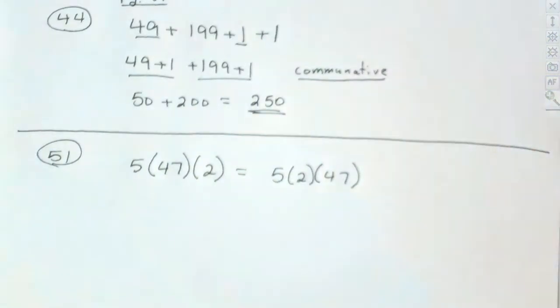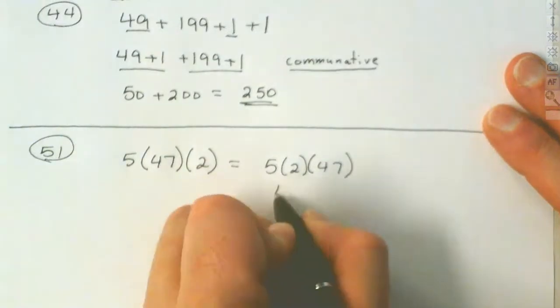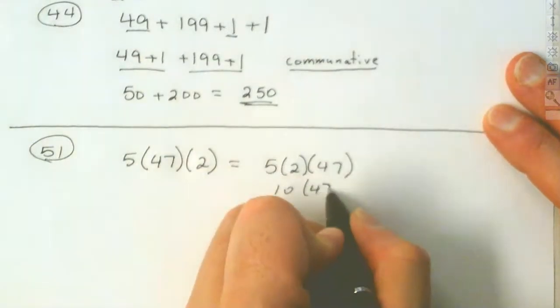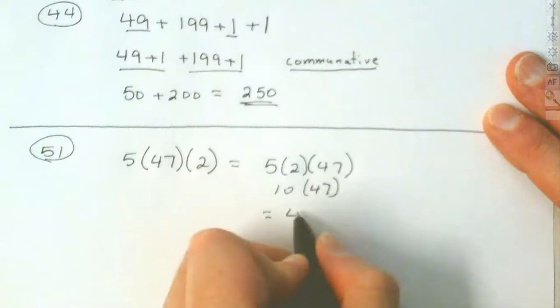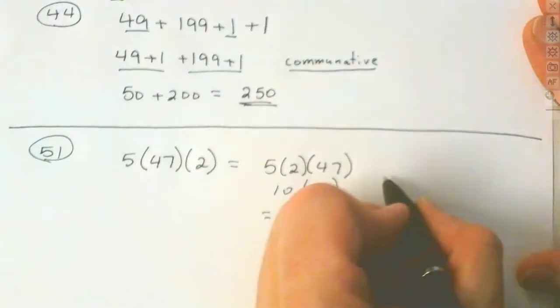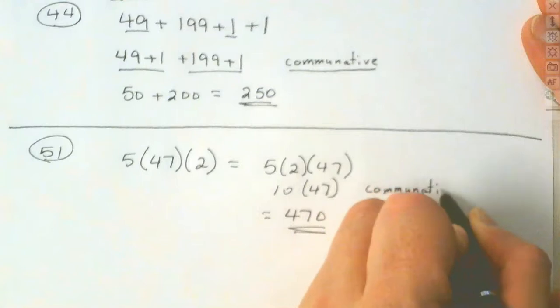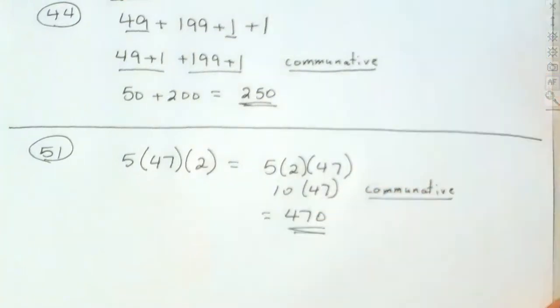Why is switching the order going to make this easier? Because 5 times 2 is what? 10. And 10 times 47 is easy enough. That's 470, right? You can just easily do it mentally. And what property did we use? We used the commutative property. You use the commutative property a lot. We just never really talk about it. But whenever we switch the order, we are using the commutative property.